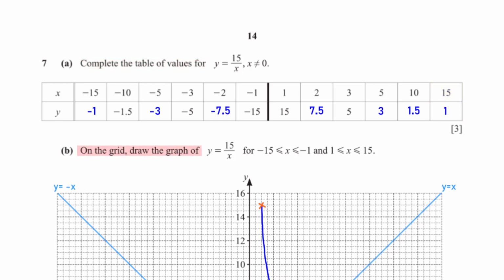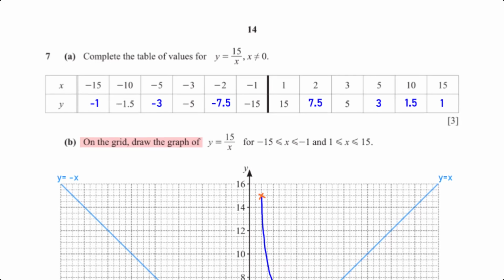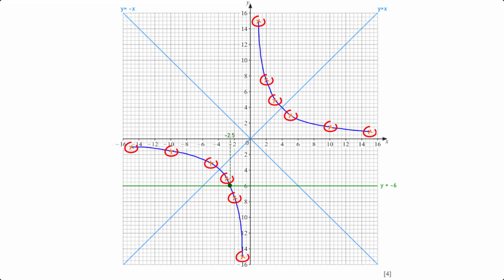On the grid, draw the graph of y equals 15 over x for x greater than or equal to -15 and less than or equal to -1, and x greater than or equal to 1 and less than or equal to 15. On the grid, we plot all the points in the table and connect the points with a smooth line.